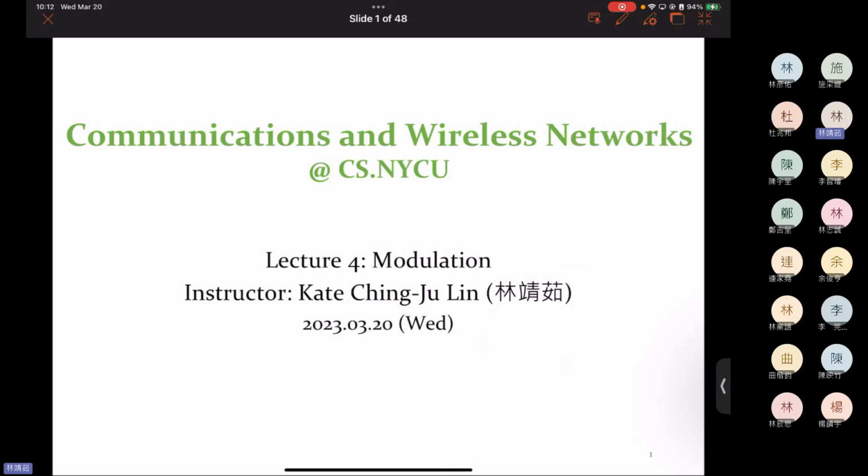So today we're going to talk about what modulation is. I think last week we talked about some basic physical layer properties and characteristics. Let's just do some recall. We did lots of math. There are lots of equations.